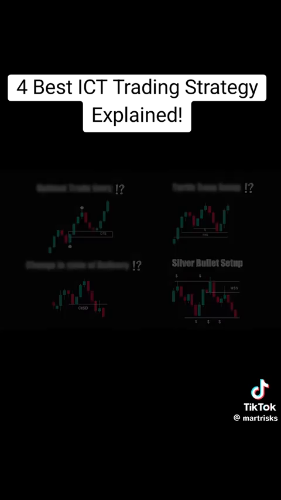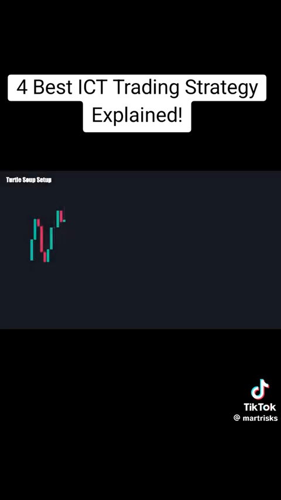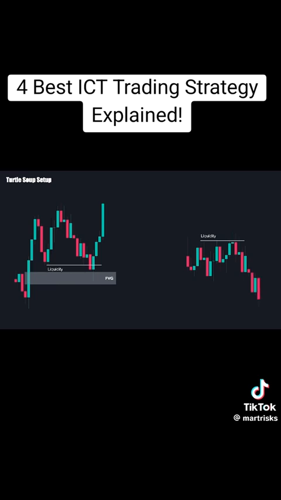Now let's move on to the next topic, the Turtle Soup setup. Turtle Soup trading setup is another powerful model that combines the concept of market direction, liquidity with a fair value gap entry. A high probability bullish Turtle Soup setup occurs when the price sweeps liquidity below a recent low or a group of lows, while resting above a bullish fair value gap. Similarly, a bearish Turtle Soup occurs when the price sweeps liquidity above a recent high or a group of highs, while resting below a bearish fair value gap.